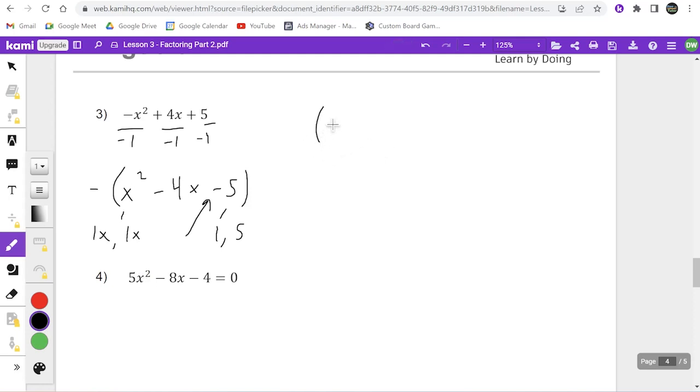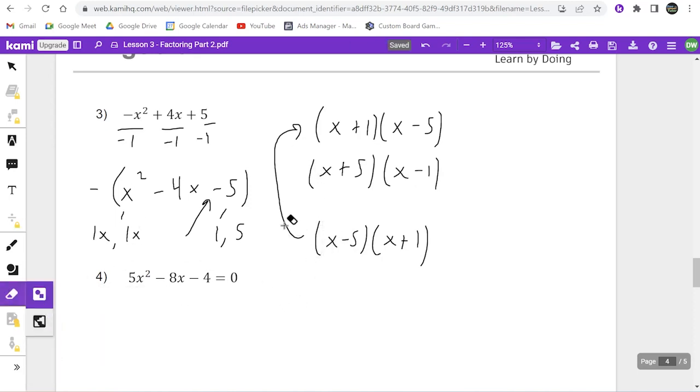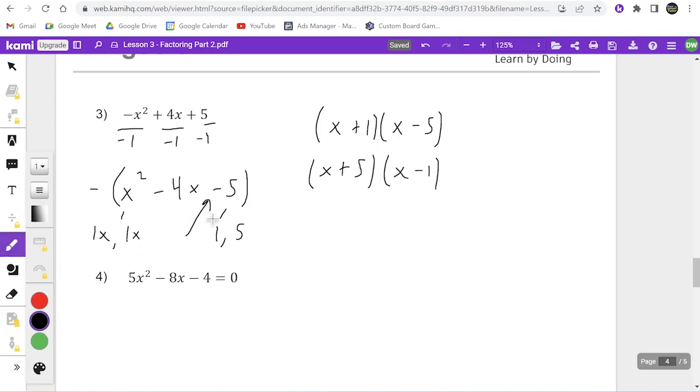It looks like I have x plus 1 times x minus 5. And then I have x plus 5 and then x minus 1. And that's the only combinations you have. You can try others. You'll notice any other version is just the same thing as the 2 I wrote. For instance, if I wrote x minus 5 times x plus 1, that's the exact same thing as the first one because the order doesn't matter. So this is nice. We've only got 2, which means I have a 50% chance of getting the right answer.